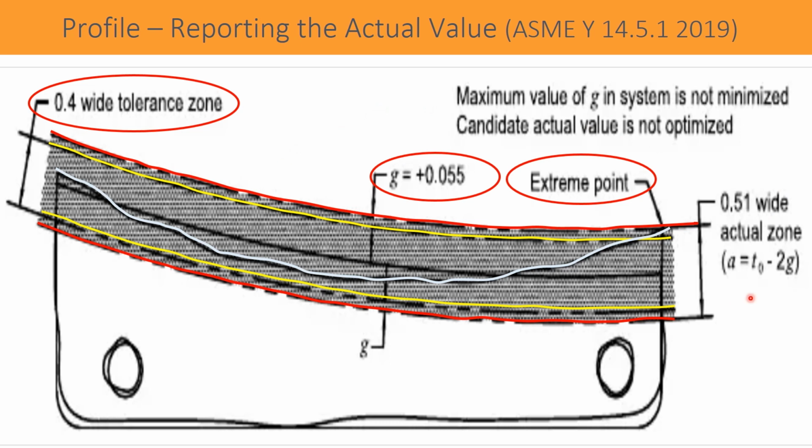How is it calculated? It is calculated by measuring the highest point on either side, positive or negative. Taking the highest point from the mean line or the nominal profile, that value is doubled, just multiplied by 2. Then that value becomes the actual tolerance zone, and against the 0.4 tolerance as a specification, the measured value of the actual profile is 0.51.